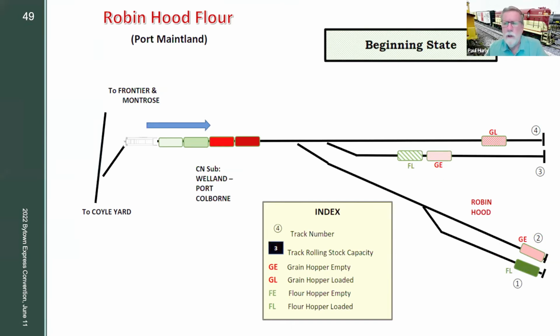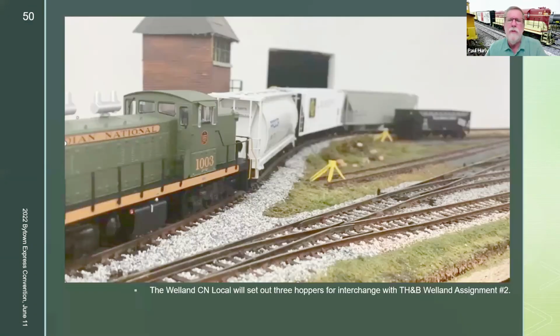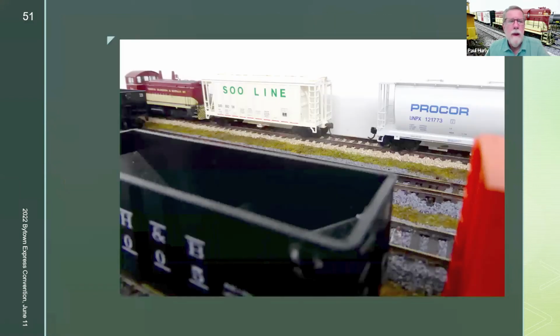So here's what it's going to look like if you were to physically see this, just to kind of help you with space. So here's the CN switcher coming off of the main line onto the CN sub and to Port Colborne with a string of 3 hoppers. It's going to set out an interchange. And again, TH&B has running rights on this track, which is right along the back wall here. And we'll pick these up and deliver them to the customer. And there's the switcher arriving now. It's bringing in 1 hopper from Coil Yard in Welland.